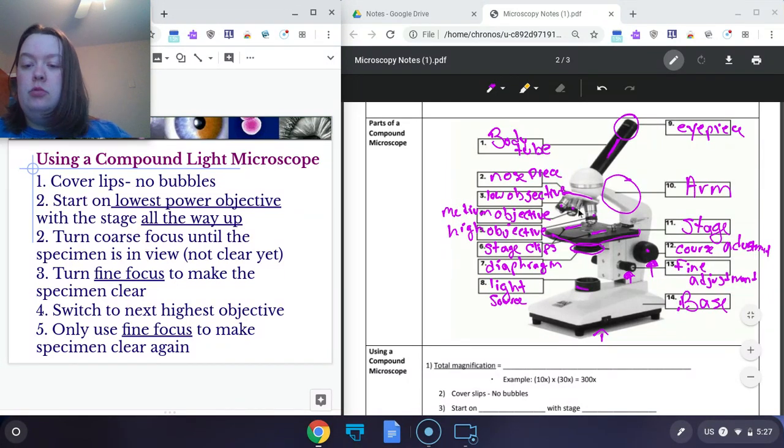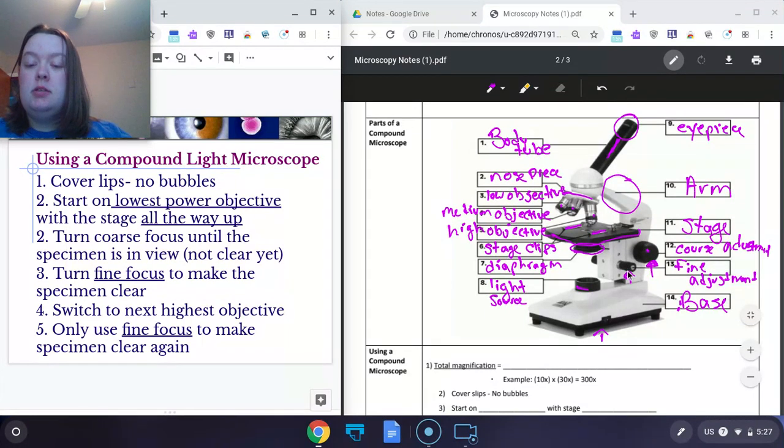You don't touch anything. So don't touch the adjustments. Once it becomes clear, then you're going to turn your objective to the medium power objective. You will look through the eyepiece again. Things may not be clear. At this point, if they are not perfectly clear, you are only going to touch the fine adjustment knob to make small changes.